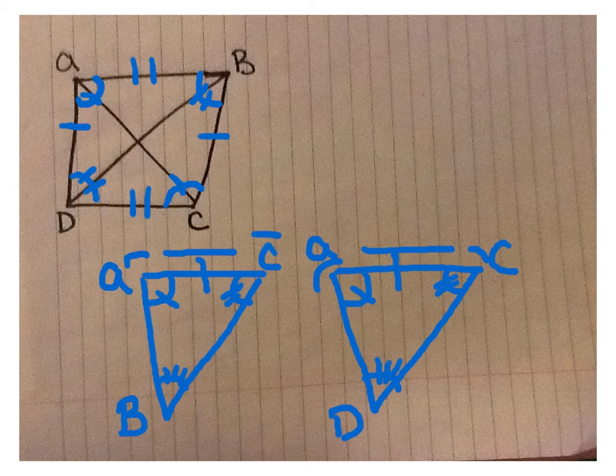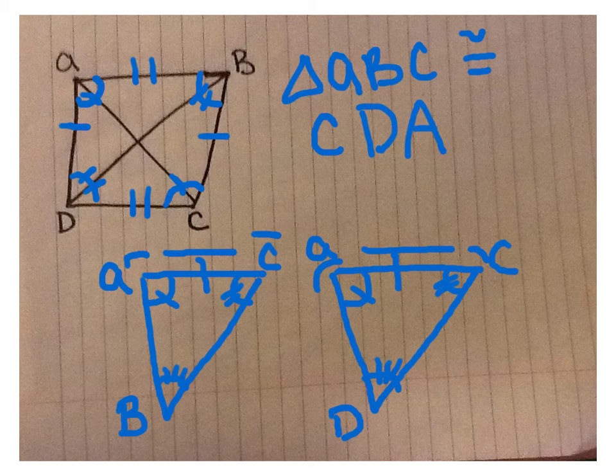So we can now prove that triangle ABC is congruent to triangle CDA by the congruence conjecture, angle, side, angle.